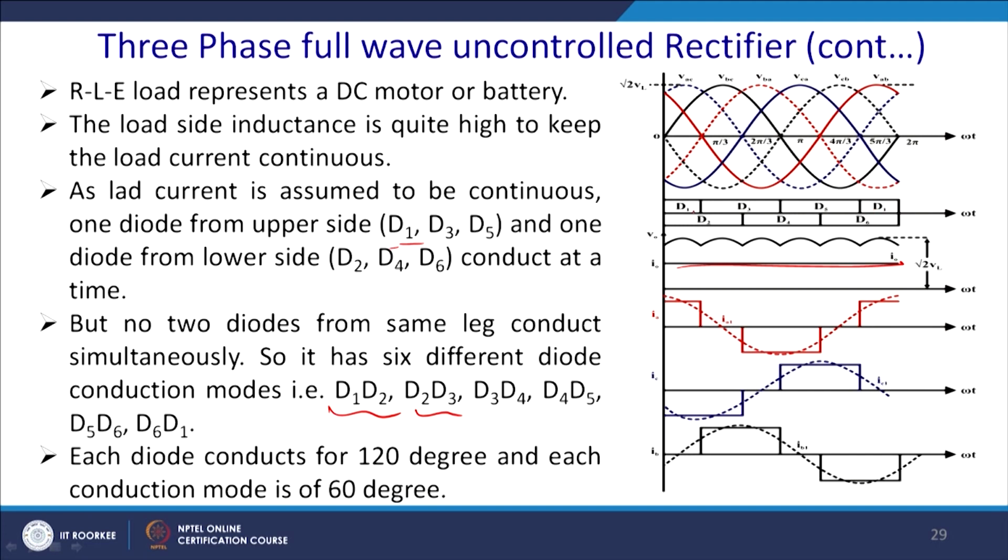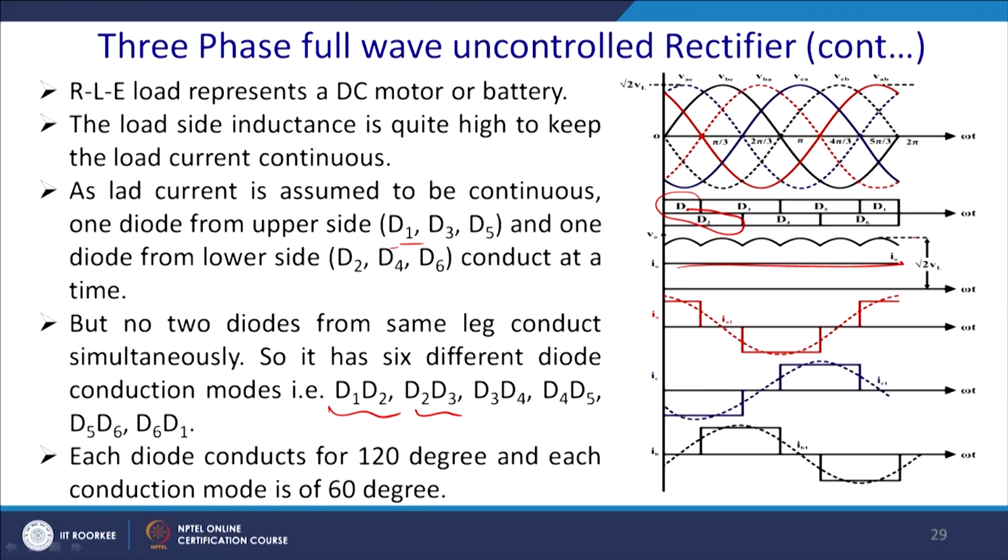Similarly, at this time D1 and D2 will conduct. At this point D1 will be the outgoing thyristor at 60 degrees, D2 will be conducting, and D3 will be the incoming one. Similarly it will conduct like that, and since there are 6 such changes in 360 degrees, you will have a 6 pulse waveform. This value is given by root 2 VL, and we assume that the load current is constant.